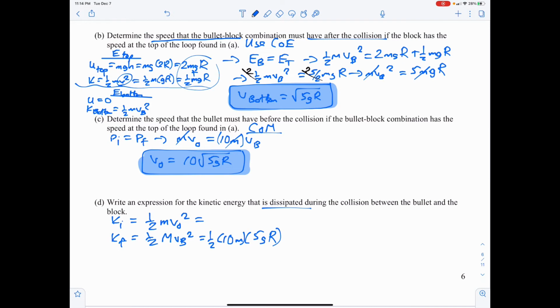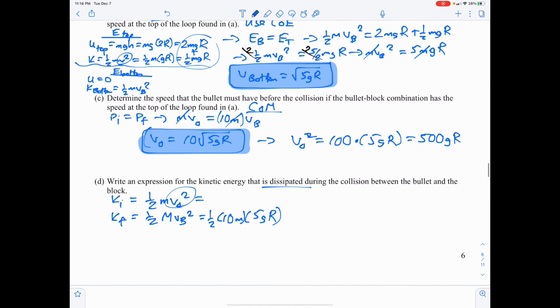Now let's remind ourselves that, okay, in this situation here, v naught is 10 times the square root of 5gr. So if I square both sides, v naught squared would be, I would be squaring the 10, so it'd be 100 times, and you get rid of the square root, we'll end up with 5gr. So v naught squared is equal to 100 times 5, or 500gr. It's kind of important because we need to substitute for that.